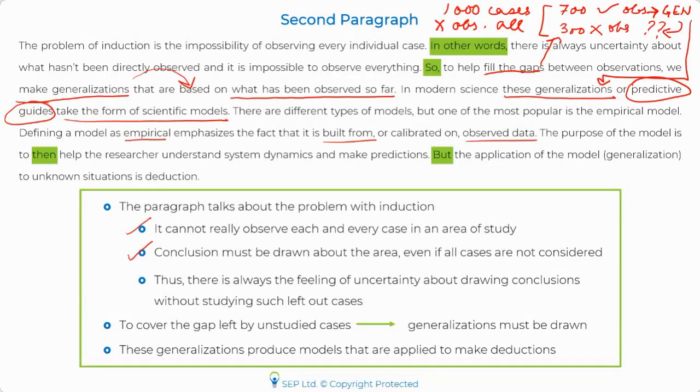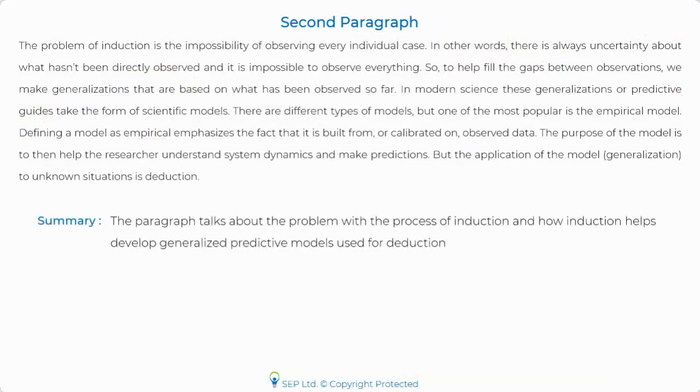Okay, I have to fill in the gaps. Even if I can't observe all cases, sorry, my bad here. Cannot observe each. So there is always this feeling of uncertainty. To cover the gap left by unstudied cases, generalizations must be drawn. And these generalizations produce models that are applied to make deductions. So I'm thinking the summary is, this paragraph talks about the problem with the process of induction and how induction helps to develop generalized predictive models that are used for deduction.